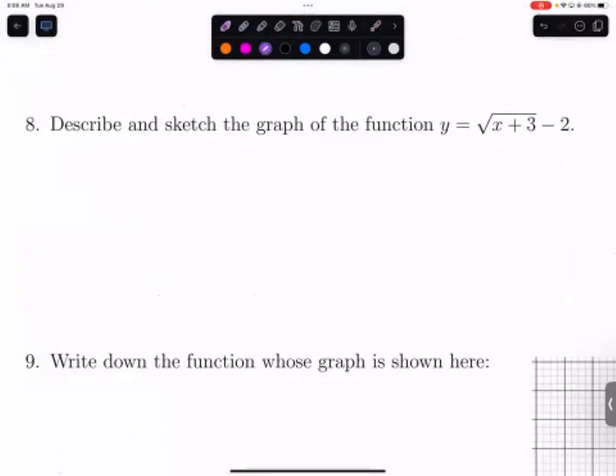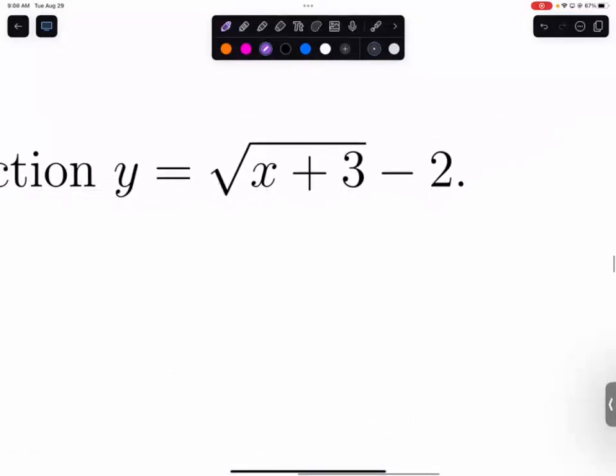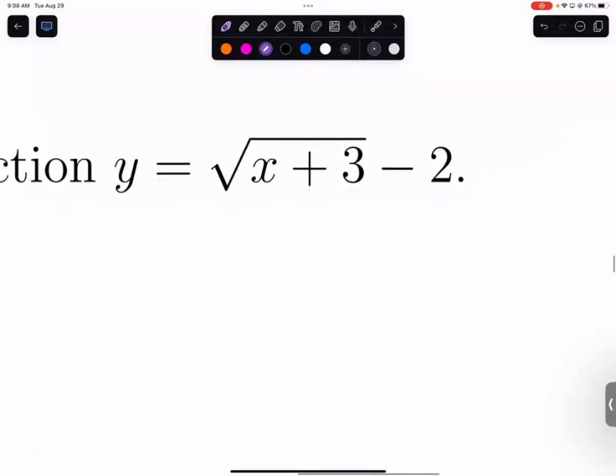What we need to do in order to describe and sketch the graph of this is figure out what kind of function it is, right? What the parent function or the function type is, because that determines things like the shape and where it lives and all that kind of stuff, how it behaves. So let's start there. How do we do that? How do you know? Do it.